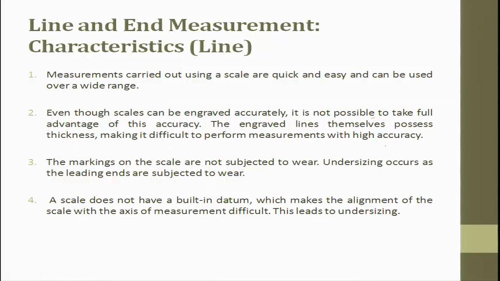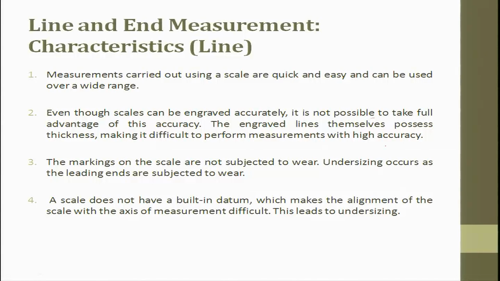Whatever we measure, we will always say plus or minus some error will be there. So, we will say it is 163 centimeter, maybe plus or minus 2 centimeter, or plus or minus 2 millimeter. That is what we say in line measurement, we always will have some error. The marking of the scale are not subjected to wear. Undersizing occurs as leading ends are subjected to wear. The scale does not have a built-in datum, which makes the alignment of the scale and the axis of measurement difficult. This leads to undersizing.